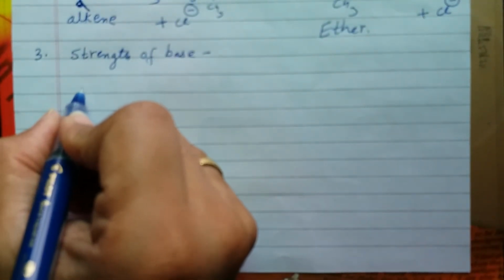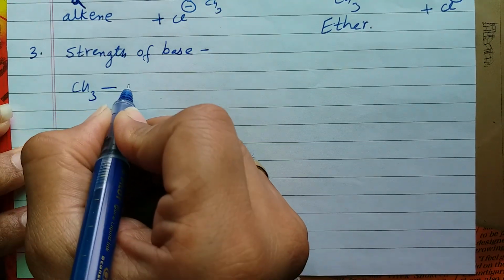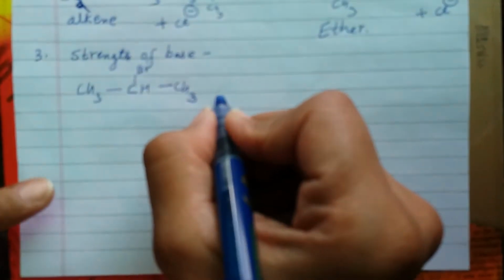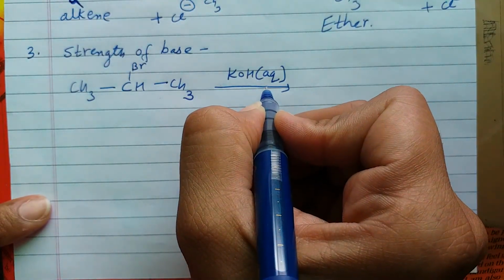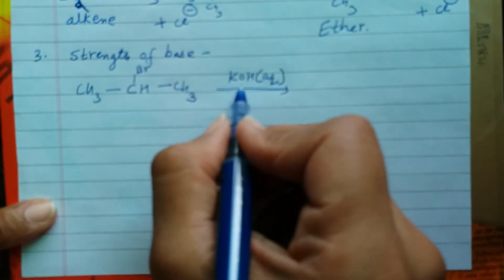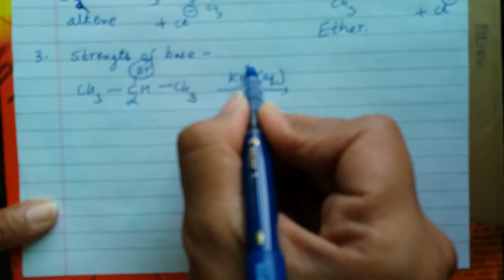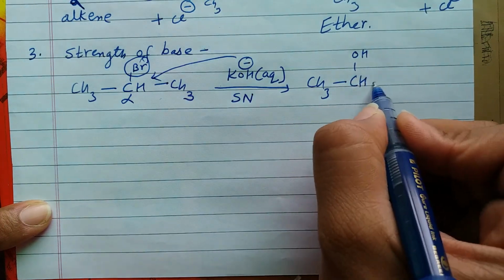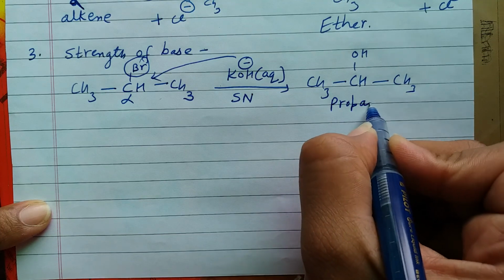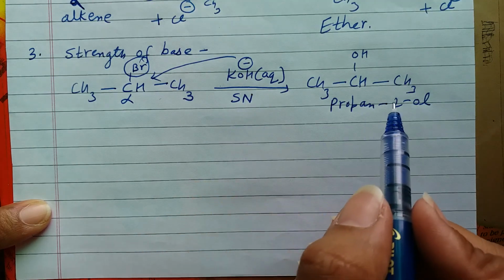Let's say I take an alkyl halide, 2-bromopropane, and make it react with aqueous potassium hydroxide. We have learned this earlier, that when alkyl halides react with aqueous potassium hydroxide, they undergo nucleophilic substitution, and the halogen from the alpha position is substituted by the nucleophile. What's the nucleophile here? OH minus, and what you get is CH3CHOHCH3. So what is this? This is propan-2-ol, which is an alcohol. So alkyl halide on reaction with aqueous KOH undergoes nucleophilic substitution, forming an alcohol.